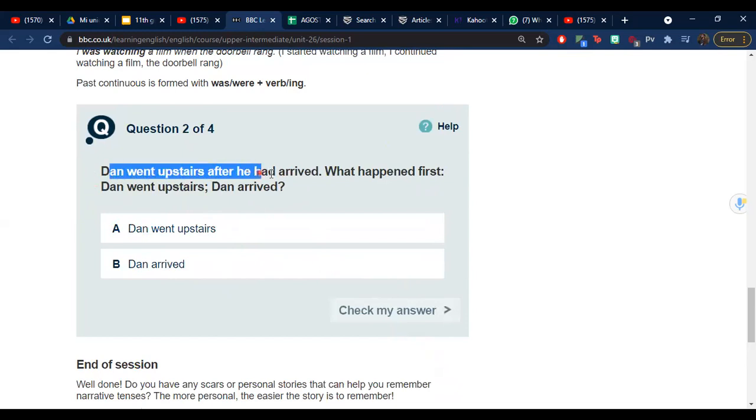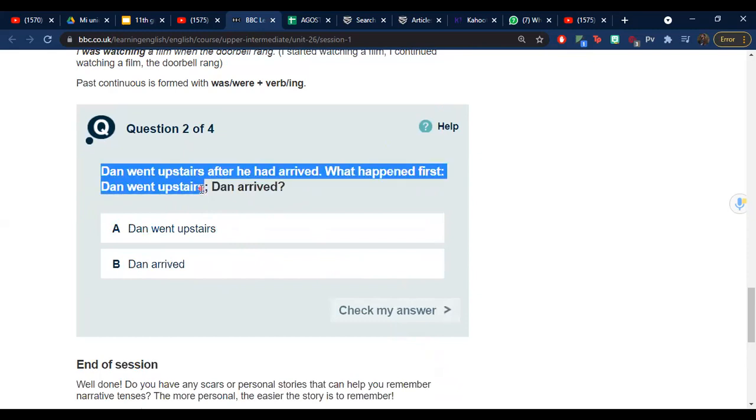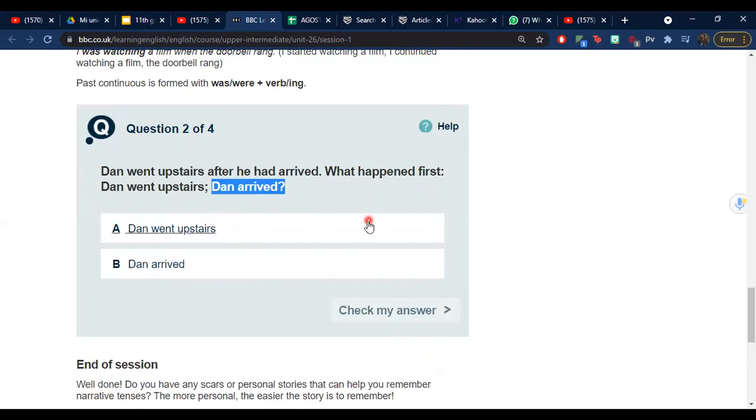So that's weird. Dan went upstairs after he had arrived. What happened first? Dan went upstairs or Dan arrived? What happened first? A or B? A or B, what happened first? Any idea?